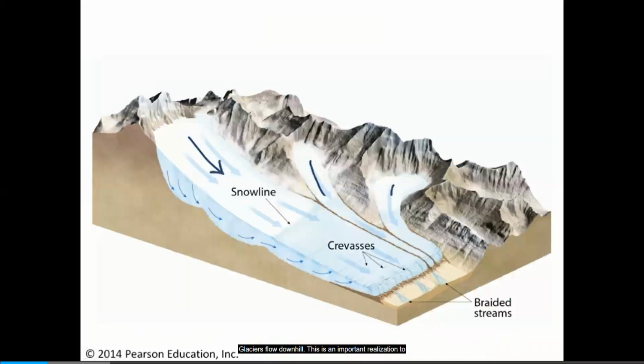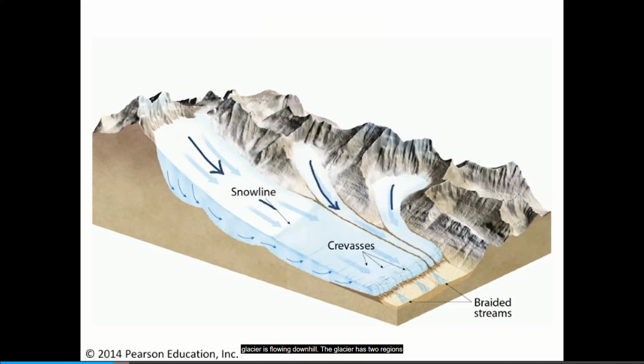Glaciers flow downhill. This is an important realization to have in this discussion because we're going to watch the front of the glacier, the downhill end called the terminus, and that terminus is going to move, and it might move downhill or it might move uphill, but all the time the glacier is flowing downhill.